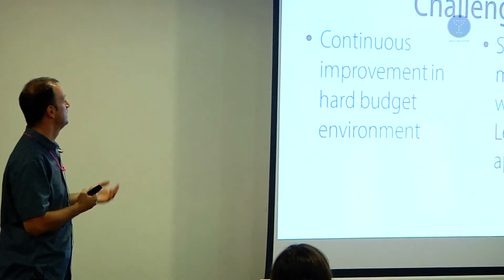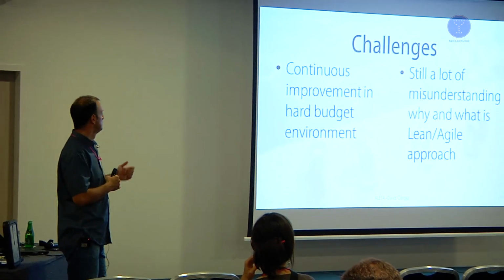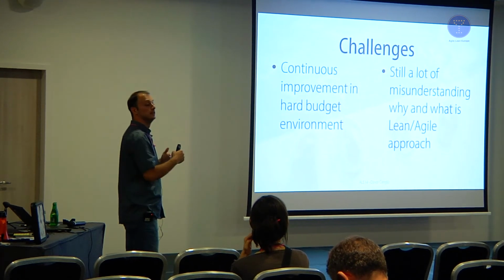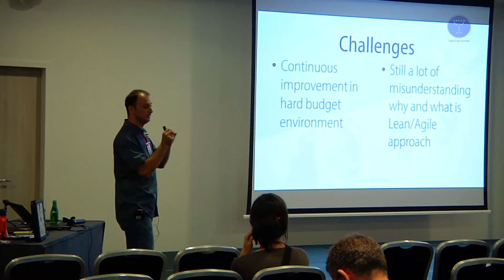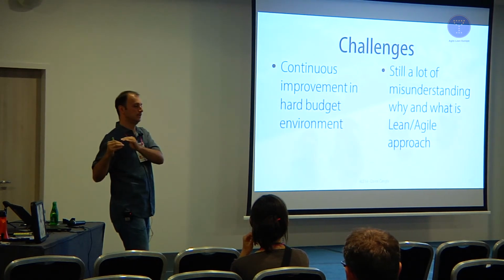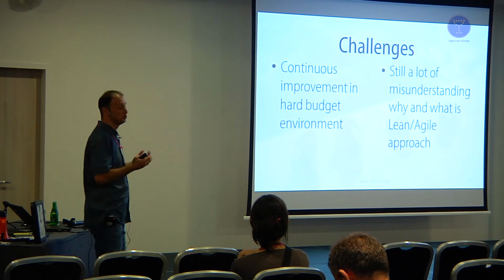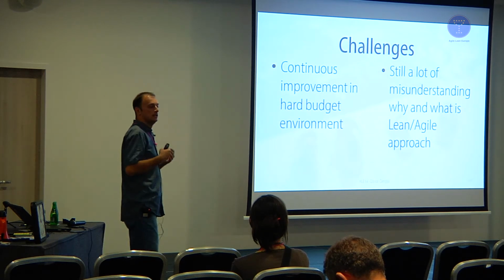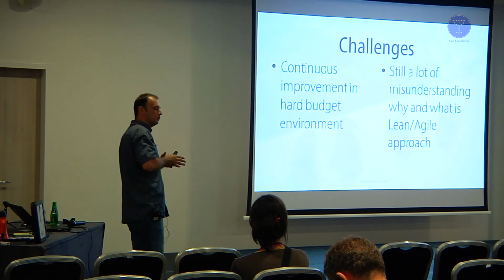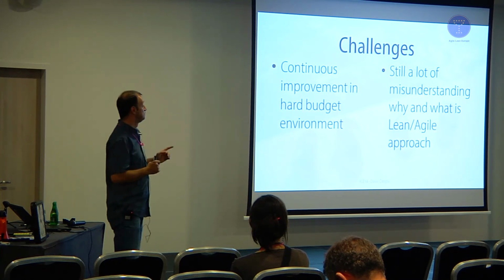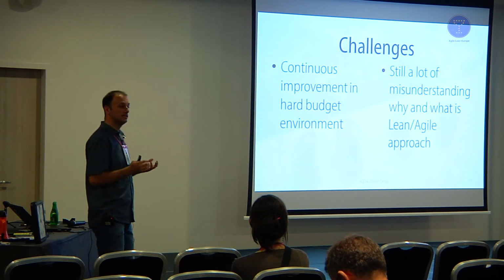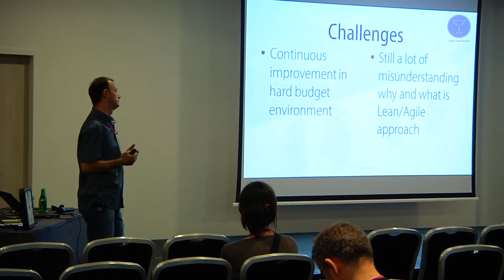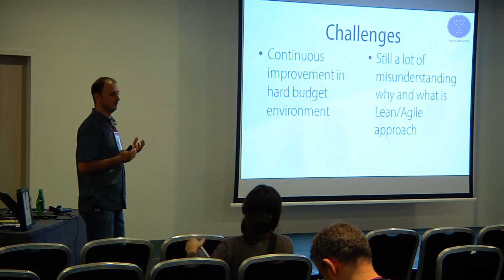So the problems we actually faced were continuous improvement in a hard budget environment. They have a budget at the beginning of the year, and the ministry must say, okay, we will do this like this, and in this way, and in these steps, which is, of course, impossible to predict. Like, they know what they will be doing next year, please. But now we need to find a way to flow through this hard budget environment, and there is still a lot of misunderstanding. Why a lean agile approach? I mean, okay, because everything else doesn't work, but you cannot say that. And what is actually lean and agile?